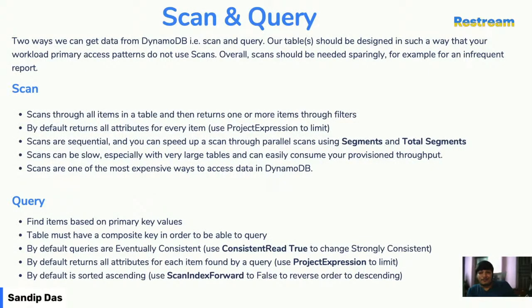Okay, another important topic now: scan and query. I will show you how you write data in DynamoDB, though you have to try it out yourself. But once you're writing the data, you have to retrieve it, fetching it in the application to show to the users, right? There are two ways you can do that. The first way is scan. Now I will just go with the definition. So there are two ways you can get data from DynamoDB: scan and query. Our table should be designed in such a way that our workload's primary access pattern does not use scans.